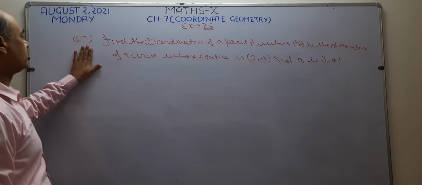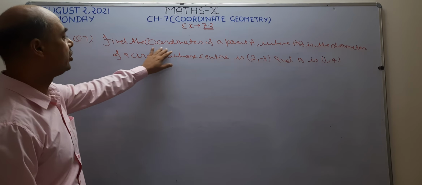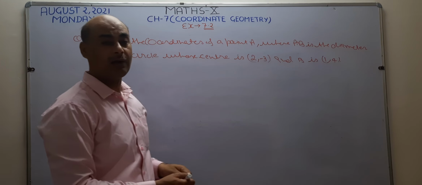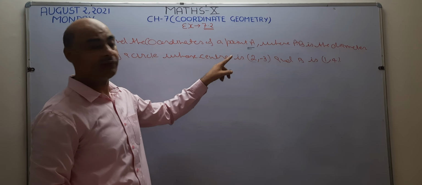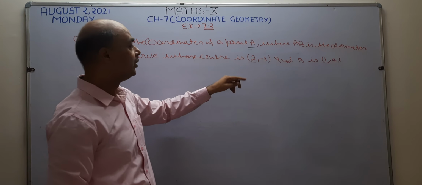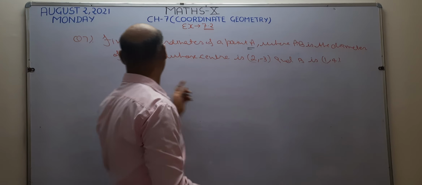Now we are going to start question number 7. See what is given. Find the coordinates of point A. Again, I am going to find the coordinates of point A. It means I am going to use either the section formula or the midpoint formula. Now, AB is the diameter of the circle.